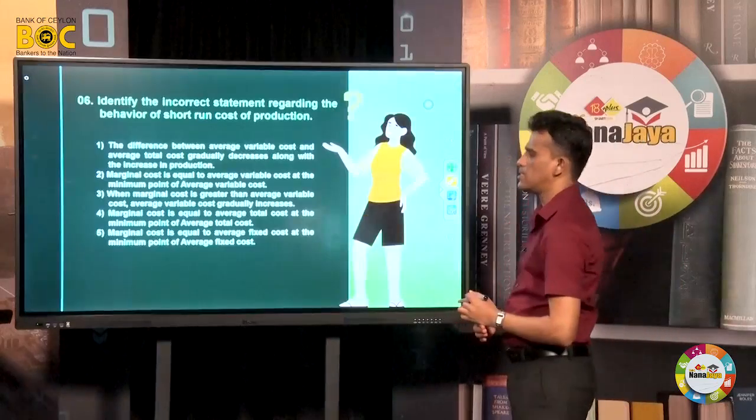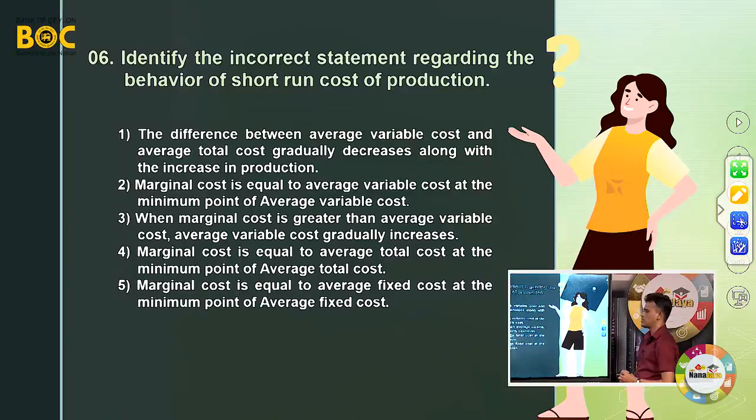So we will read the third answer. When marginal cost is greater than the average variable cost, the average variable cost gradually increases. Yes, it is a true statement.